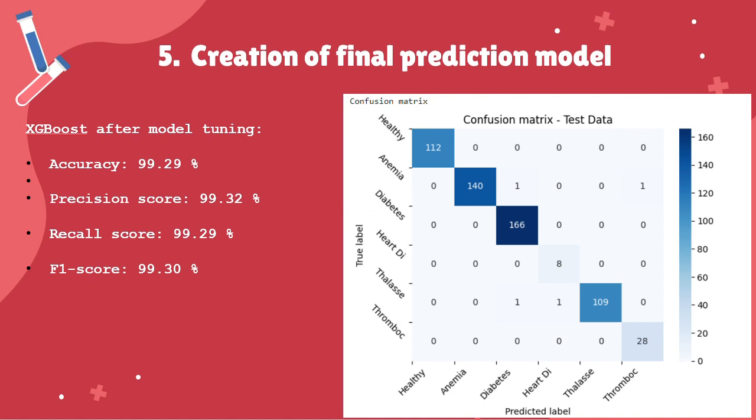The accuracy, precision, recall, and F1 score are all very close, so this model is performing better with a high accuracy of 99.29%. This is after the hyperparameter tuning. I tuned the model, then created this final model. I got these values.